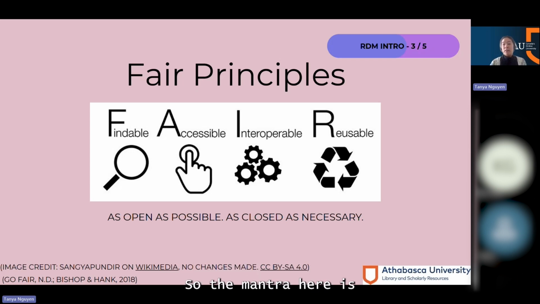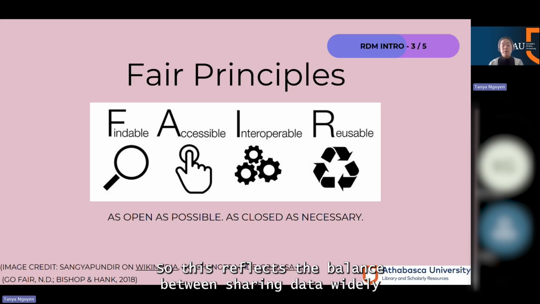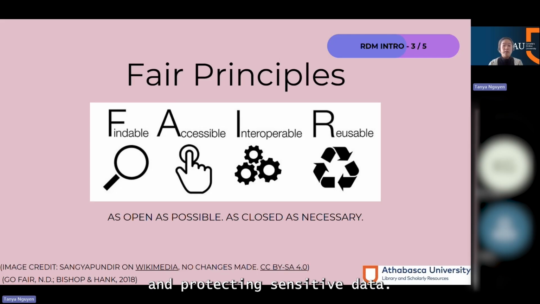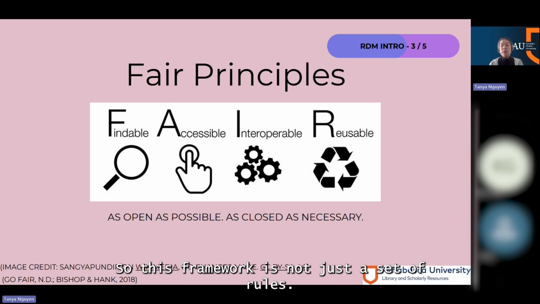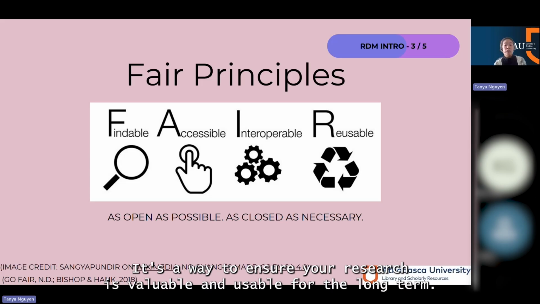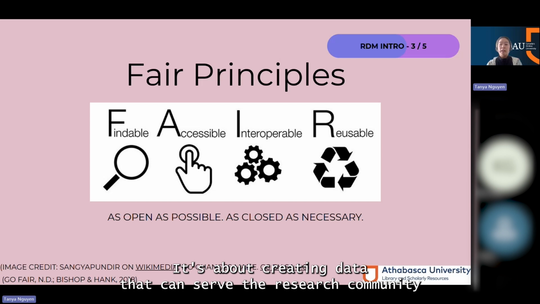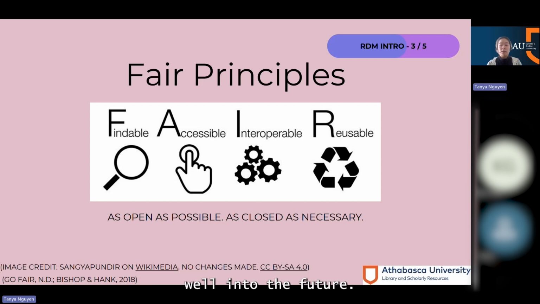So the mantra here is as open as possible, as closed as necessary. This reflects the balance between sharing data widely and protecting sensitive data. It's a guiding principle to maintain both accessibility and privacy. This framework is not just a set of rules, it's a way to ensure your research is valuable and usable for the long term. It's about creating data that can serve the research community well into the future.